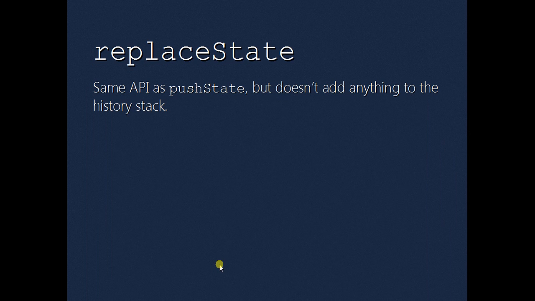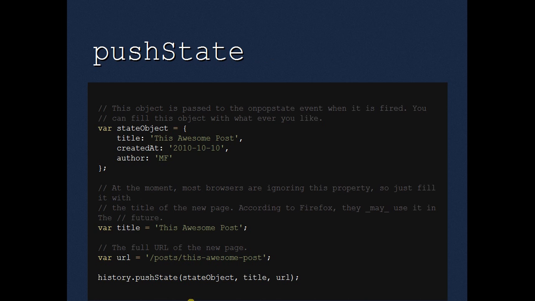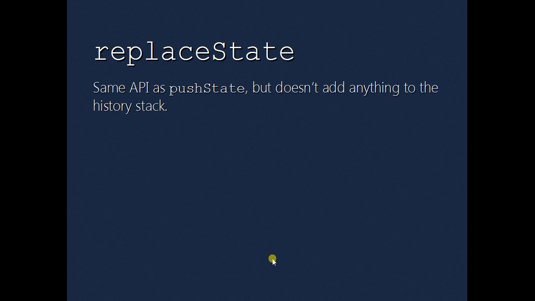This replaceState is very similar to pushState, but what it does is it just replaces the current state with the new state that we are passing. The API's parameters are still the same: state object, title, URL. But in this case, it's just replacing the existing state with this one. So no new elements, it's not adding anything to the history stack. Only the current one is changed to the new values, new parameters.